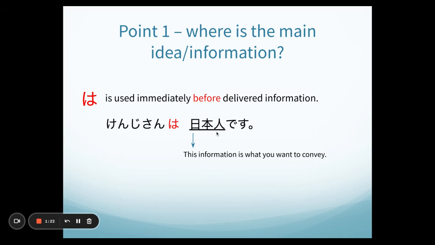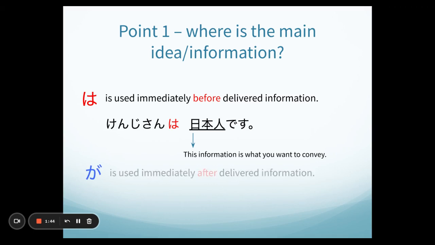But let's say even if you don't know the name Kenji, but you're pointing at someone or you're talking about Kenji as a topic, you can skip Kenji-san wa. Just say Nihonjin. Nihonjin is what you really want to emphasize or find out.